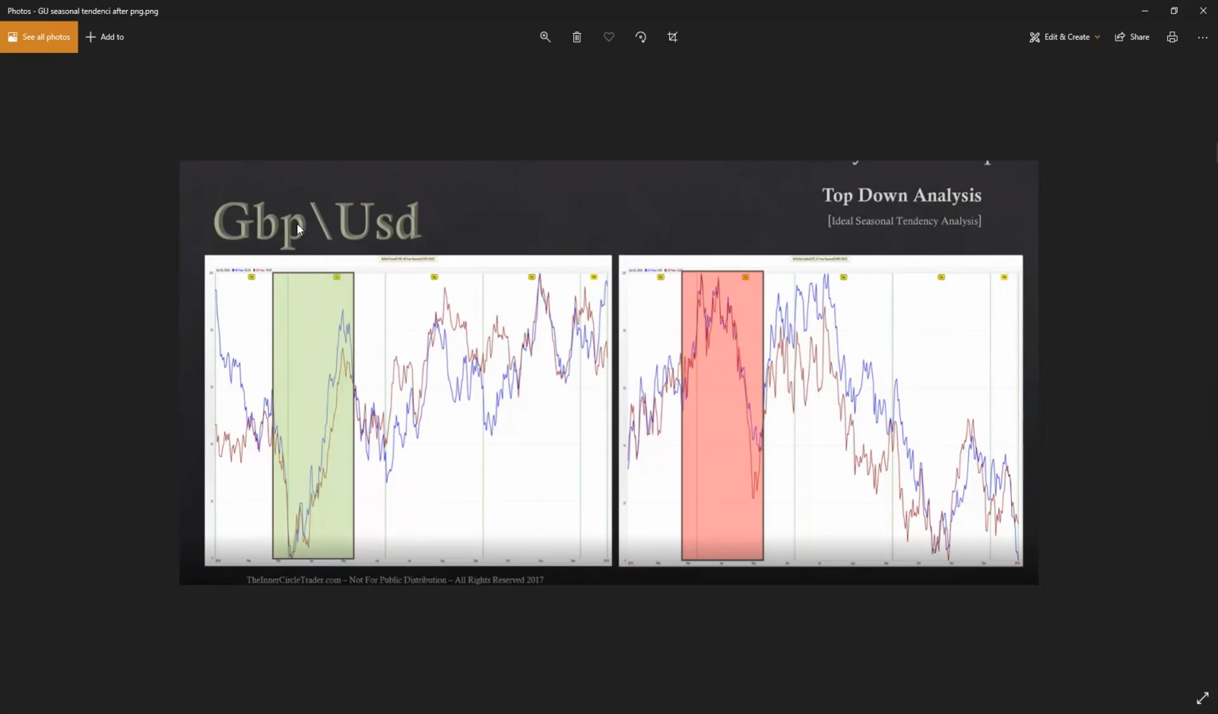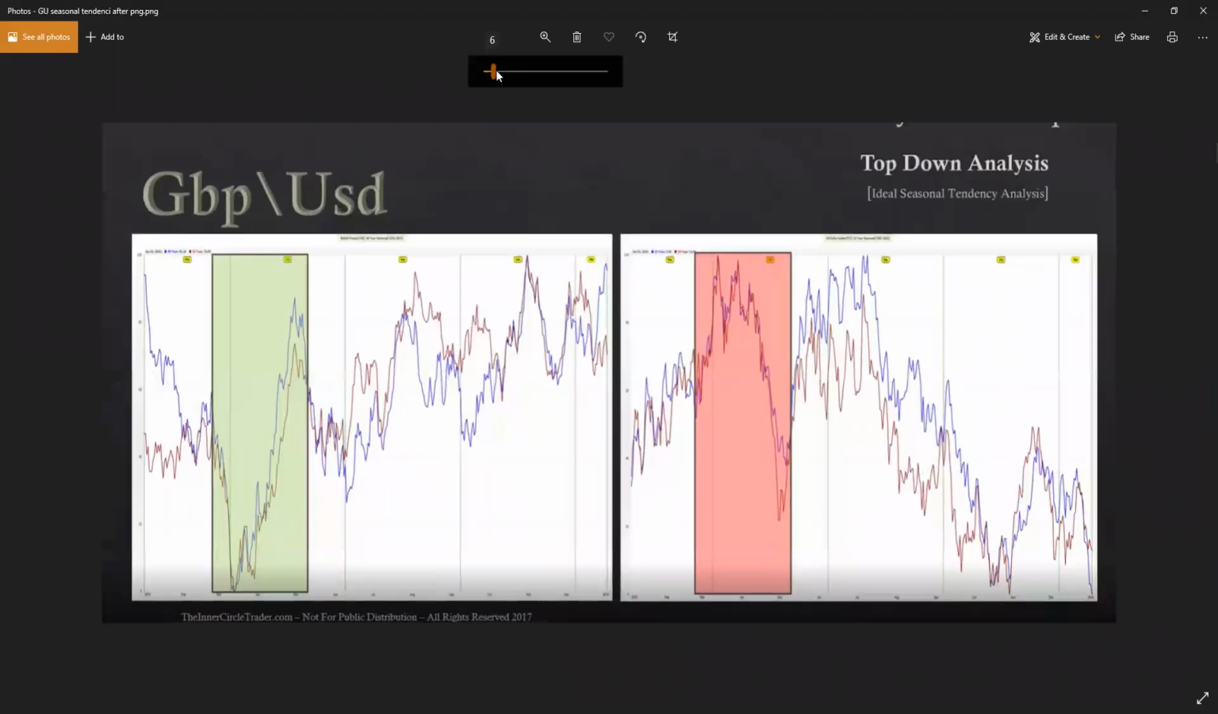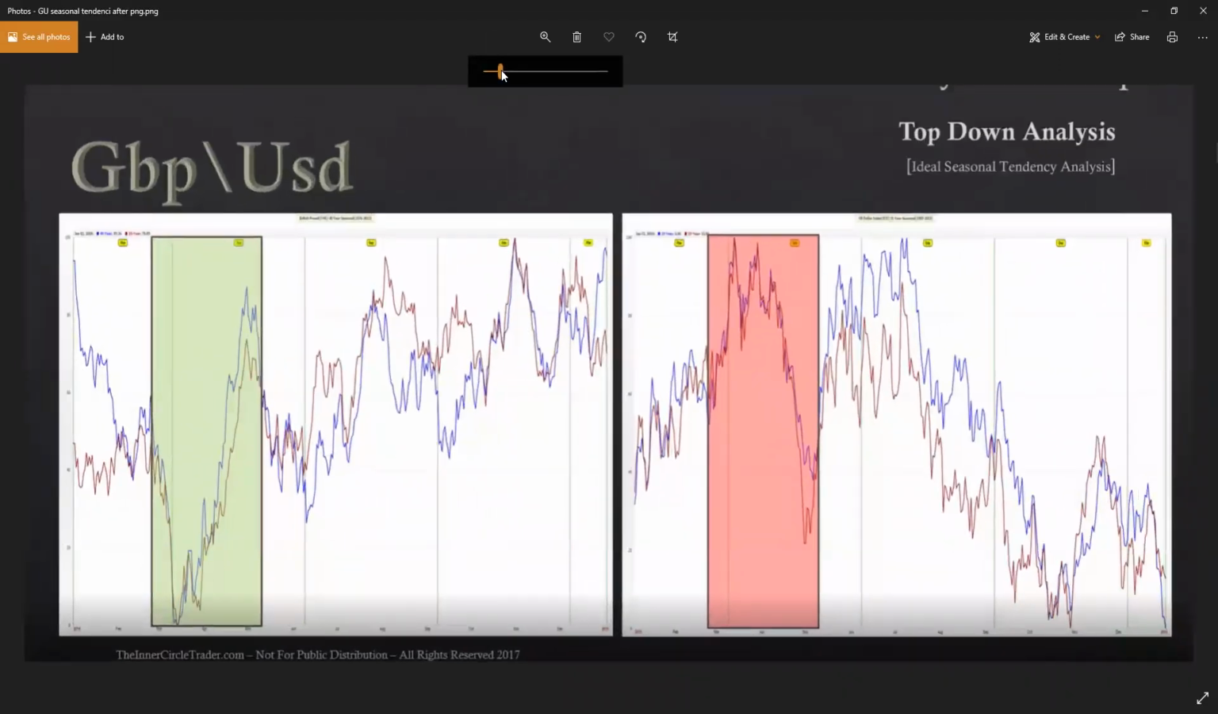But if you read the pound US dollar, from early March until April, May, end of May, you can see that the British pound, as you can see, is strong bullish with the seasonal tendencies.